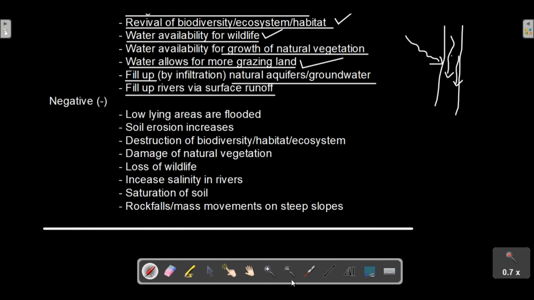Then the negative impacts: the low-lying areas are flooded. Low-lying areas are usually at risk. So when it is flooding, really the low-lying areas get flooded first.